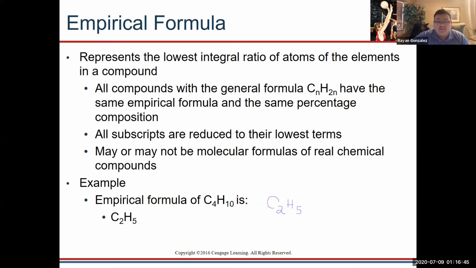Isn't that quantity? 2 carbons compared to 5 hydrogens. Yes, it's quantity. It's kind of like apples and grapes. If I have 2 apples to 5 grapes, I'm always going to have 2 apples to 5 grapes. So if I want to keep that ratio and I have 10 apples, how many grapes should I have?